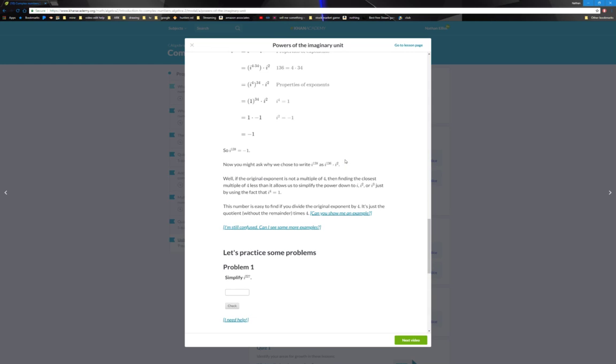Now you might ask why we choose to write i to the 138th as i to the 136th times i squared. Well, if the original exponent is not a multiple of 4, then finding the closest multiple of 4 allows us to simplify the power down to i squared, or i to the 3rd, just by using the fact that i to the 4th equals 1. This number is easy to find: you divide the original exponent by 4. It's just the quotient without the remainder, times 4.